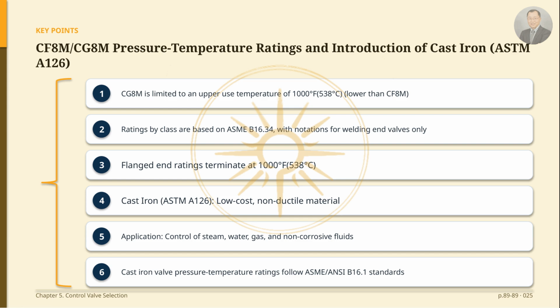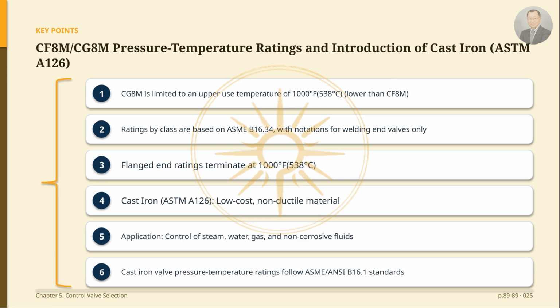First, you should remember that the upper usable temperature limit for CG8M is limited to 1000 degrees Fahrenheit, or 538 degrees Celsius. Although it is included in the same table, its heat resistance limit is lower than that of CF8M. This ratings table follows the ASME B16.34 standard, and some values in the table apply only to welded end valves. For flanged end valves, there is a proviso that the ratings terminate at 1000 degrees Fahrenheit. Next, I will introduce cast iron materials.